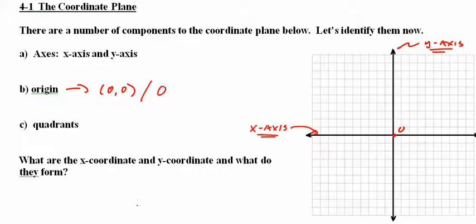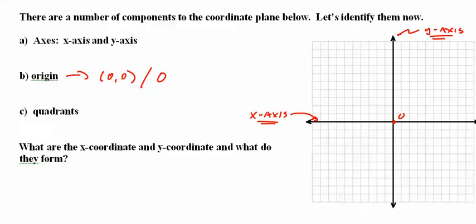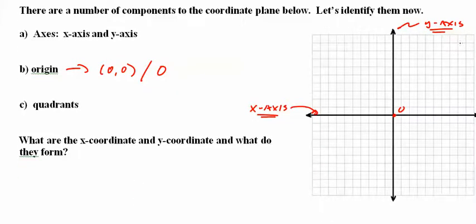Just a big O, not a 0, O. In the quadrants, we have quadrants 1, 2, 3, 4. No sense, they're in counterclockwise. No particular reason they start in the top right. That's what we got.